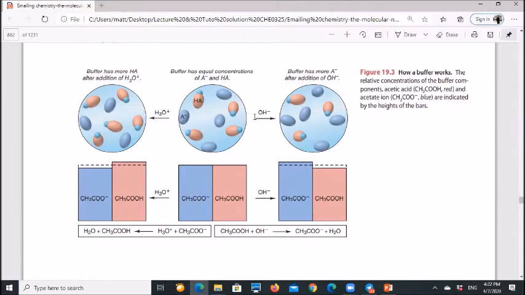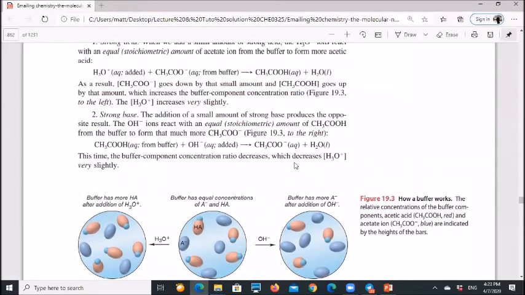The hydroxide ion from the added strong base reacts with the component acid of the buffer. So this component acid decreases slightly, whereas the reaction produces acetate ion, so the acetate ion increases slightly. So the overall ratio goes down. When it goes down, the concentration ratio decreases, which decreases the hydronium ion concentration slightly. That's why you see the pH increase slightly in this case.